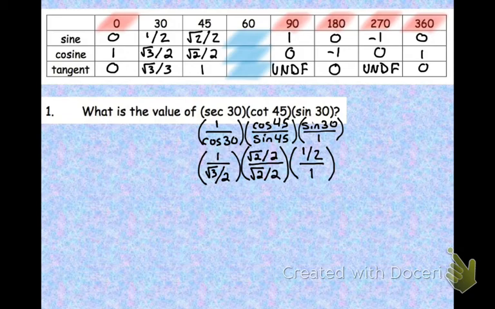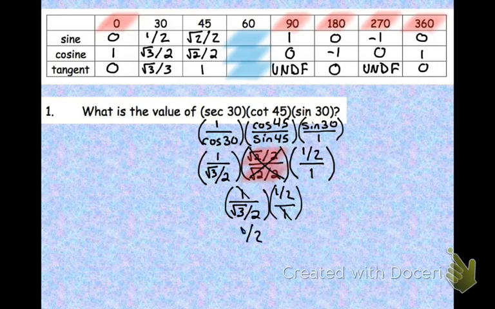So I'm sure that some people already noticed that you have the square root of 2 over 2 over the square root of 2 over 2. And yes, that can most certainly be changed into just a 1. So essentially this cancels itself out. And you just have 1 over radical 3 over 2 times 1/2 over 1. So the 1's are gone, and you end up with 1/2 over radical 3 over 2.